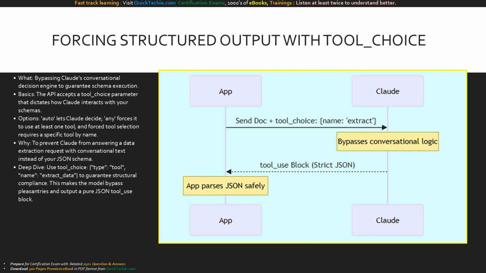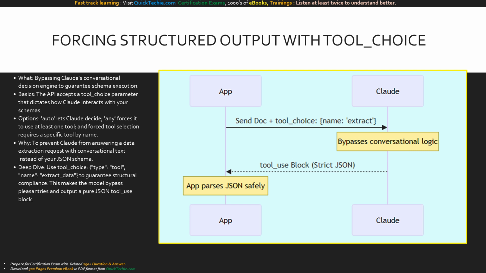Even with a perfect JSON schema, Claude might still try to be conversational and output plain text explaining the data. To prevent this, we use the tool choice parameter to force structured output. The auto setting lets Claude decide if it wants to use your schema. The any setting forces Claude to use at least one tool from your list. But for pure data extraction, you want forced tool selection.